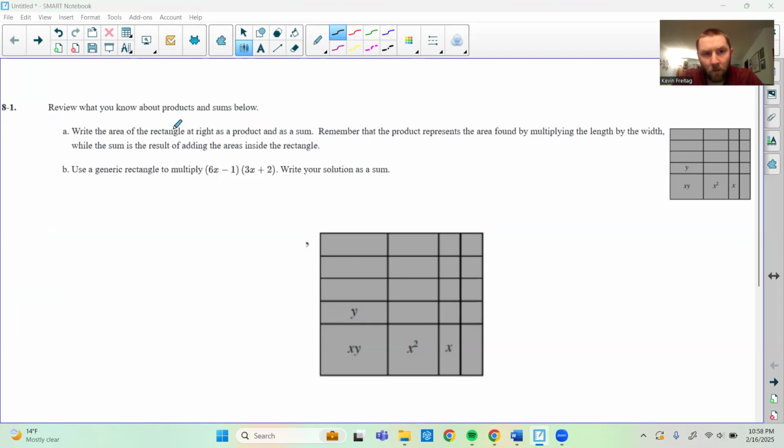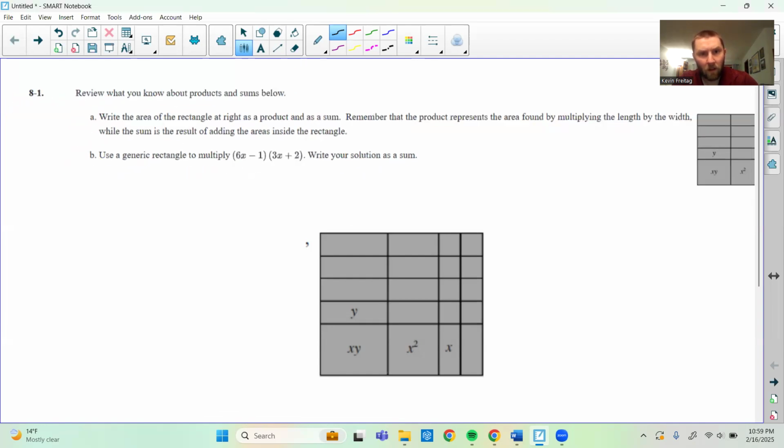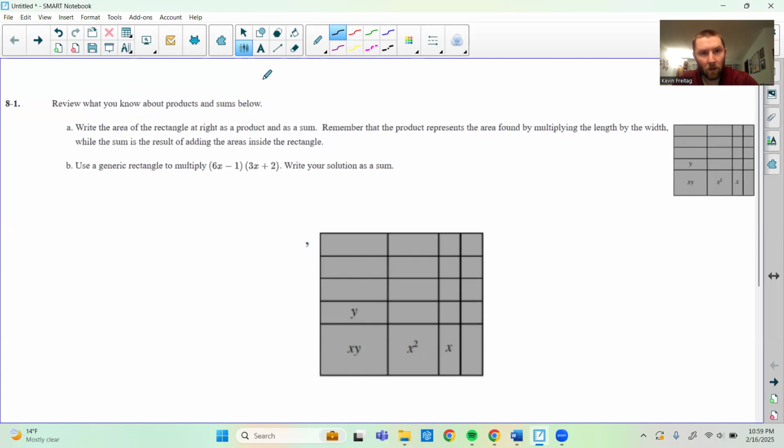Part A of number 1, which I'd like for you to write down with me, is asking us to take this pile of algebra tiles, which hopefully you remember from Chapter 3, and write it as both a product and a sum. So if you recall, the product is going to look something like this, parentheses times parentheses. And then the sum is just going to be all the things all added together.